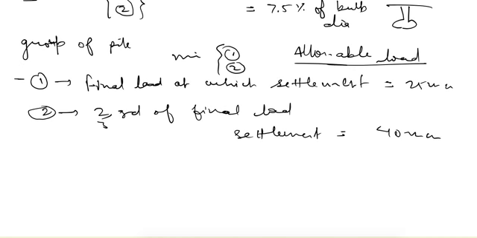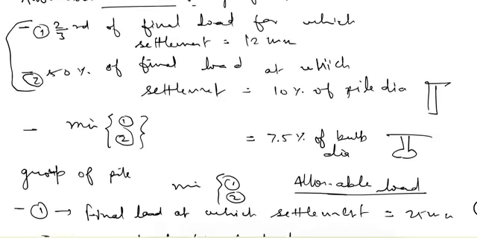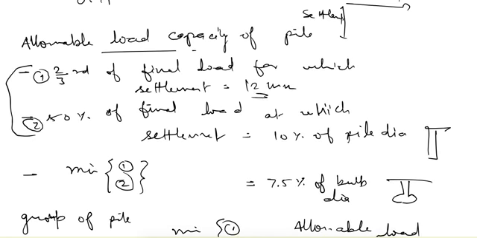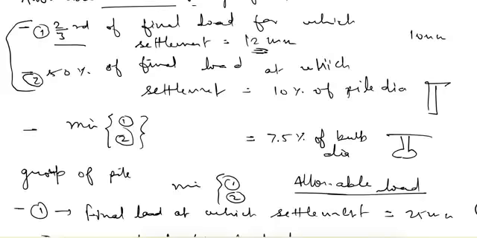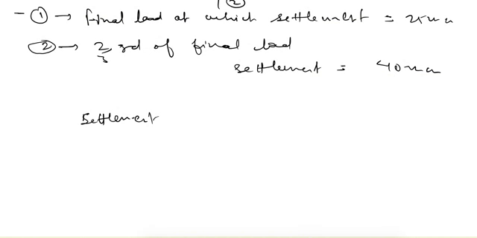Or if there is some restriction on the settlement, in general this value is, as I said earlier, 12 mm, but if it is a very important structure, then this settlement can be restricted to, let's say, 10 mm or something else. So this value will be replaced by 10 mm or whatever the settlement is, and the criteria is applied. Using these criteria we find out the allowable load.